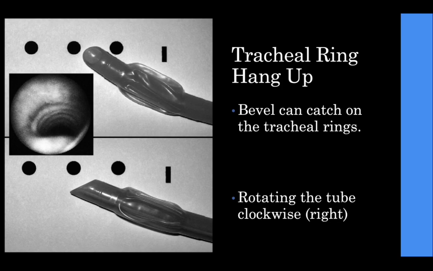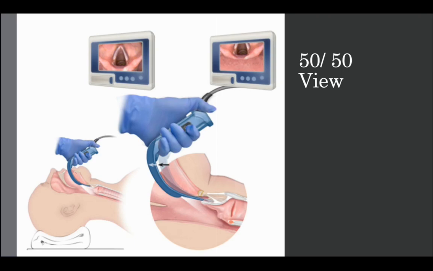The trick for this is a slight rotation to the right. Remember when we were using the bougie, we rotated left. Well, using a video laryngoscope that's hyperangulated, just spin that tube a little to the right. This will lower the bevel and allow you to insert the tube all the way down.